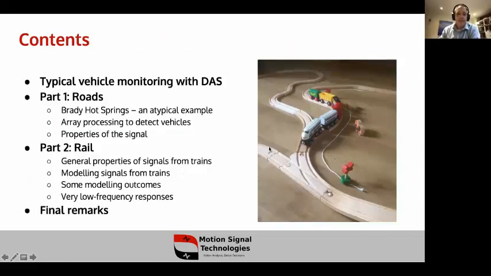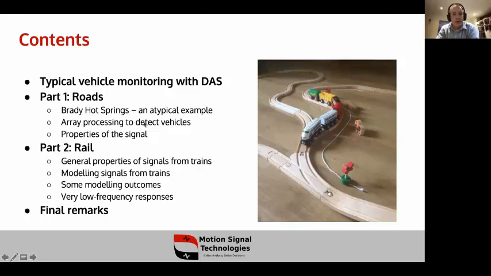With that in mind, I've got the following as a vague agenda for the next hour or so. There's going to be a prologue section where I discuss what I'm going to call typical vehicle monitoring using DAS. That's going to set us up for a more atypical example, which is the Brady Hot Springs data set.